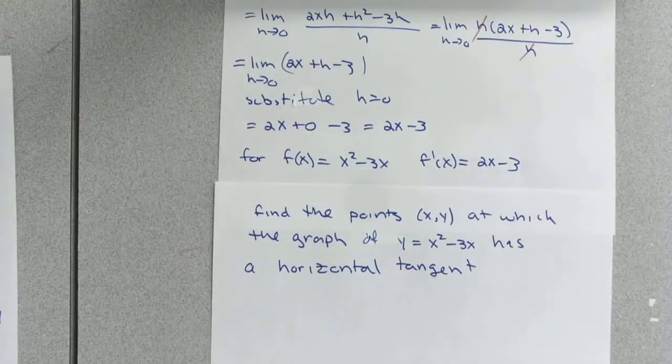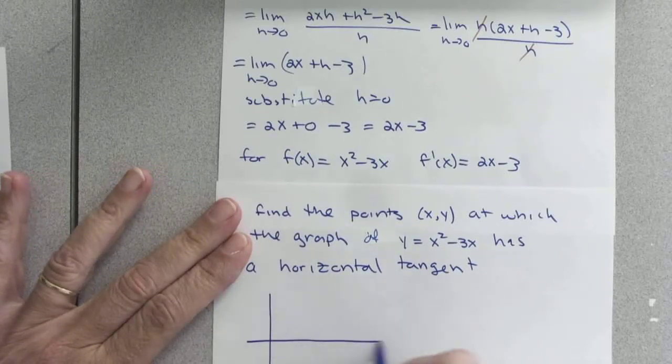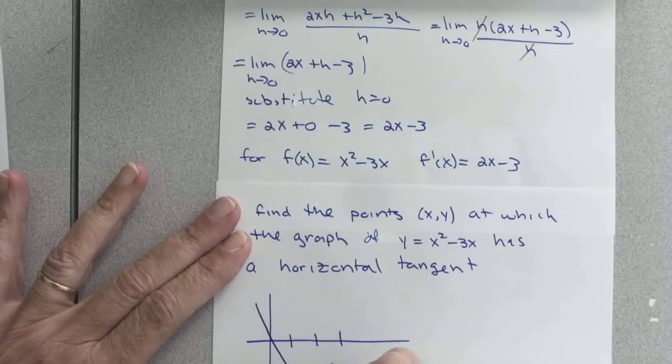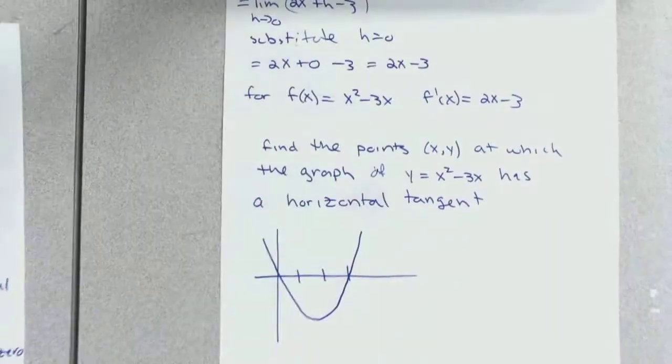Picking up where we left off, we have the derivative. It said find the points at which the graph of y equals x squared minus 3x has a horizontal tangent. The graph very, very roughly looked something like that. Not to scale at all.